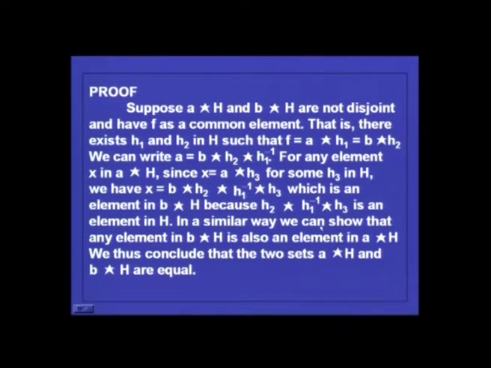In a similar way, we can show that any element in B star H is also an element in A star H. We thus conclude that the two sets A star H and B star H are equal. In the case when they are not disjoint, they could be disjoint. So, either they are disjoint or if they are not disjoint, they will be equal, they will be identical.